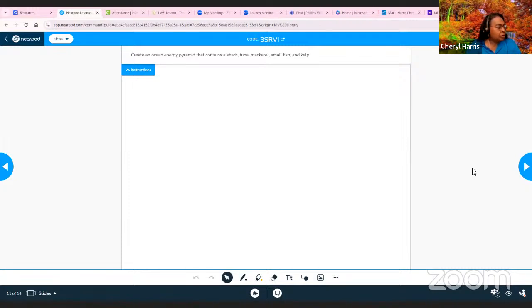Do you have a tool where you can create the pyramid so that it's nice and neat, and then you can type the words in? Does Nearpod allow you to do that, I guess, is the better question. Yes, you can. You can type using the text tool. You probably do have to use the marker for drawing the pyramid.